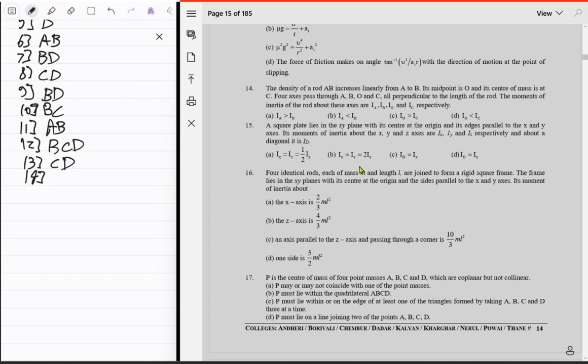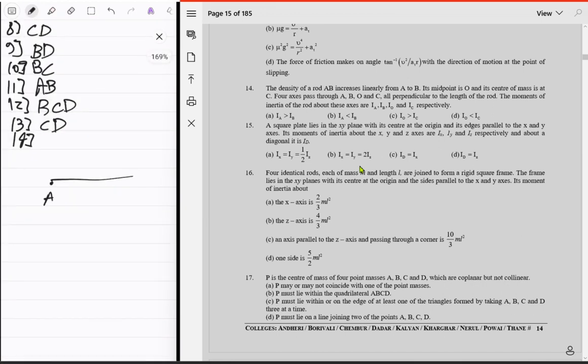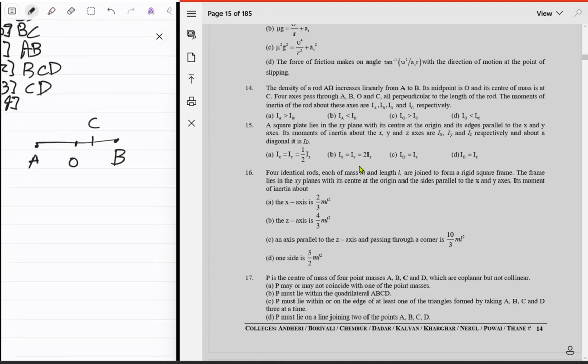Moment of inertia of the rod about... राइट ओके, और जो एंड्स है, वेट, A to B density increase हो रहा है, राइट? So this is A, this is B, O is over here, and the center of mass is over there. Just figure out कि center of mass कहाँ पर है पहले तो.